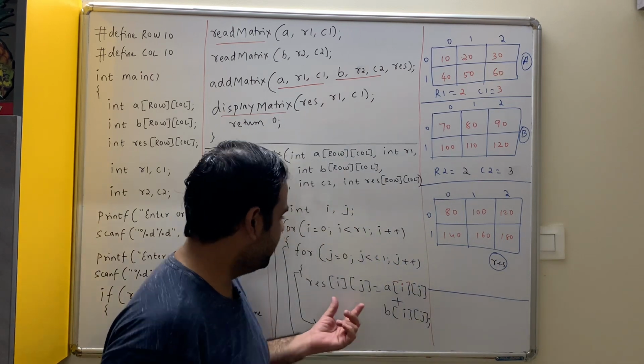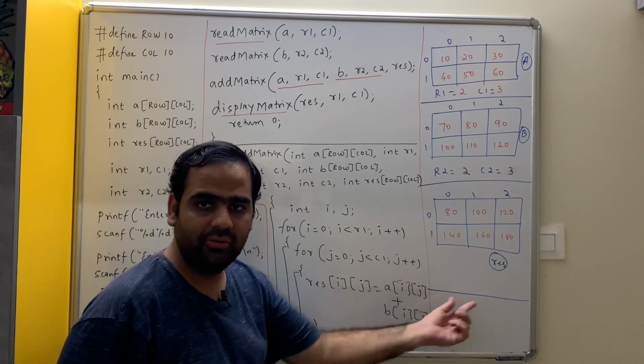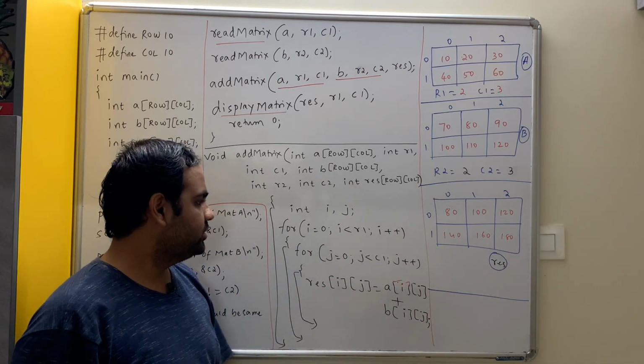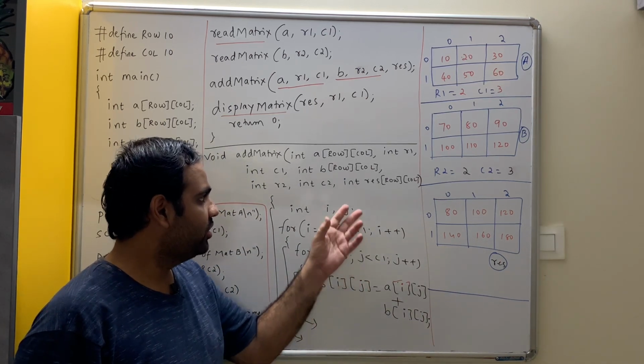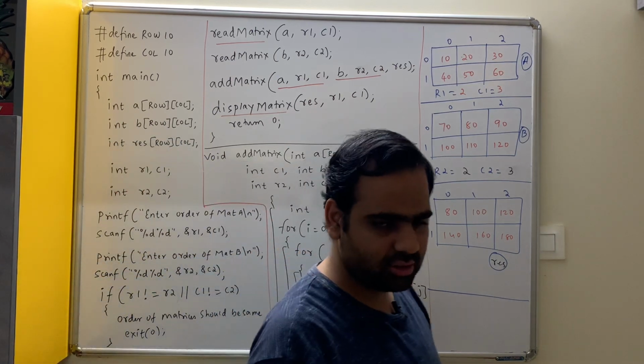The main logic here is result of ij is equal to A of ij plus B of ij for each element of the matrix. Now here R2 and C2 are needless to be passed, but I have still passed them just to make it comfortable for everyone.